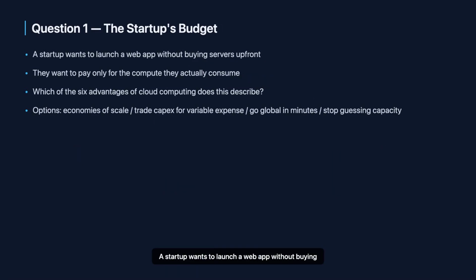Question 1. A startup wants to launch a web app without buying any servers upfront, and they want to pay only for the compute they actually consume. Which of the 6 advantages of cloud computing does this describe? The options are economies of scale, trade capital expense for variable expense, go global in minutes, or stop guessing capacity. Notice the 2 signals in the stem: no upfront servers, and pay only for what you use.